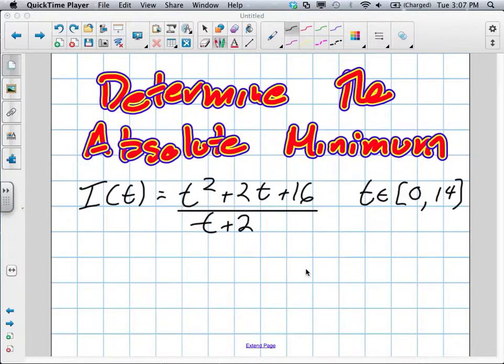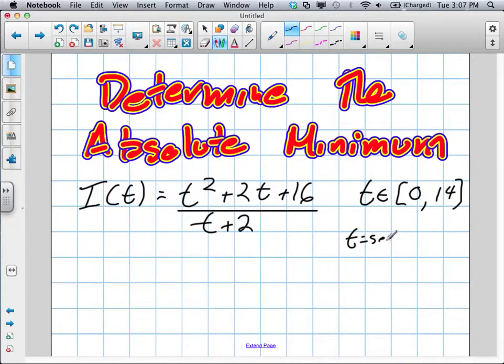Okay, we're going to determine the absolute minimum. So this question says light intensity, so our I of t is measured by this function here in terms of time. And the time is measured in seconds, t is seconds, and it's within the interval of 0 to 14 seconds. They want us to find the absolute minimum intensity of light between 0 and 14 seconds.